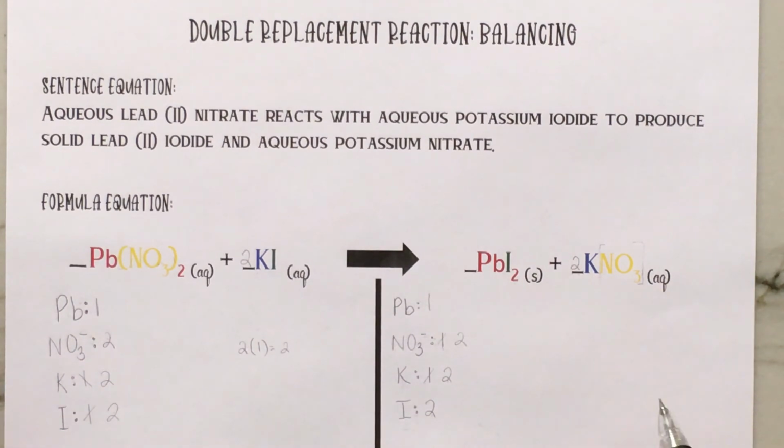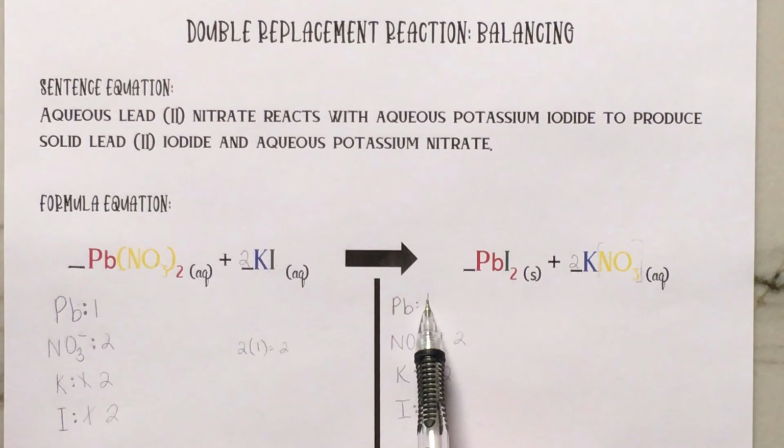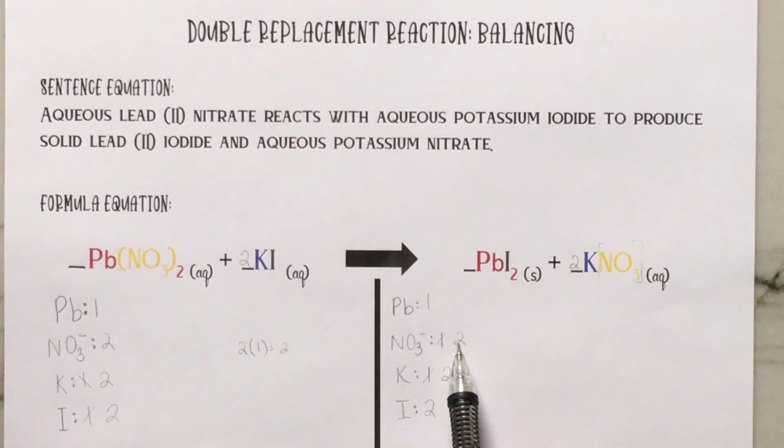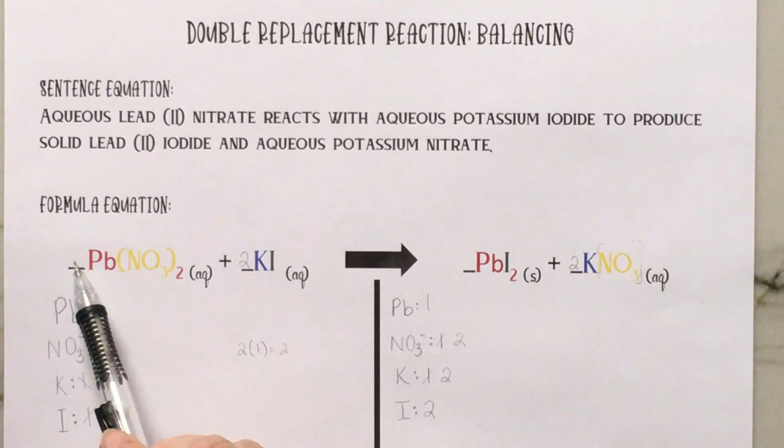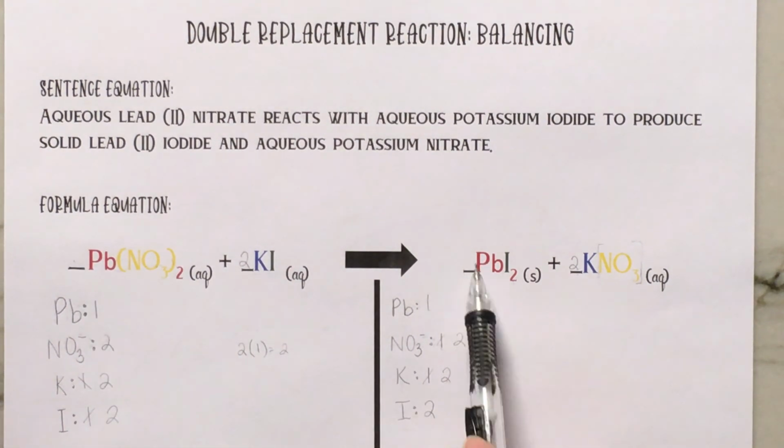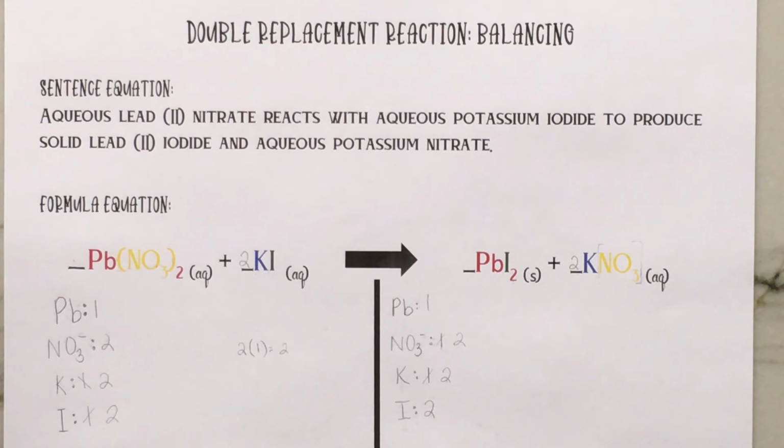So the final step you should do is go back and make sure everybody's balanced. Lead's 1, 1 balanced, nitrates 2, 2, potassiums 2, 2, iodides 2, 2. We are balanced now. This is now correct. These are understood 1s. You can leave them like that. You do not have to put anything there. It's an understood 1. I hope that you found this tutorial helpful.